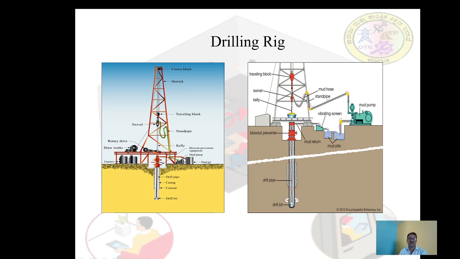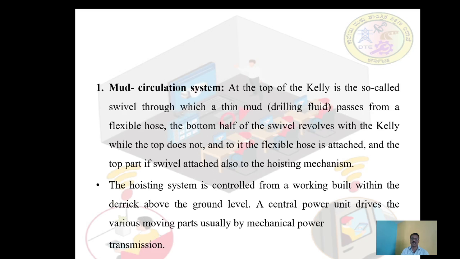And the drill bit is attached at the lower end of the drill column and the drill pipe. This is a hose which is attached to the Kelly, that is the swivel. The bottom half of the Kelly rotates, the top does not. At the top, the flexible hose is attached, through which the mud, that is the drilling fluid, is pumped from the fluid tank into the pipe. So this is the working of a drilling rig.